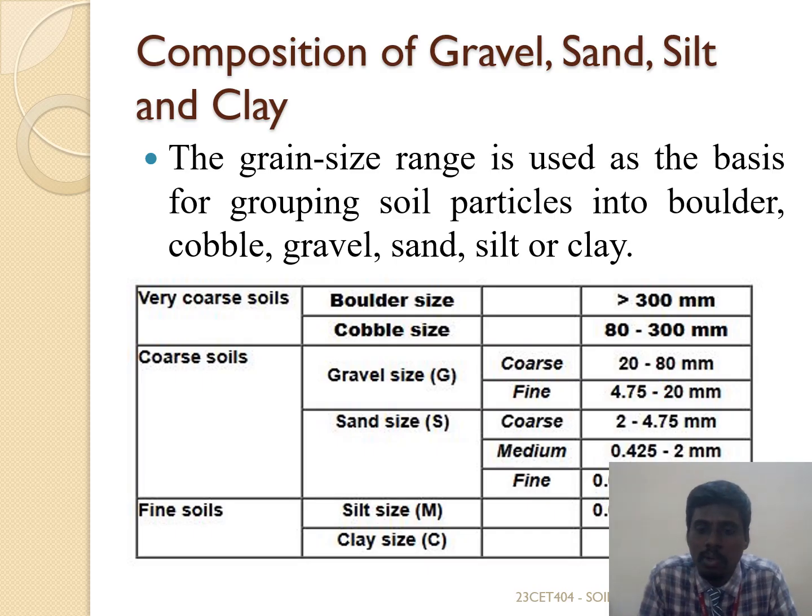If it is 2 to 4.75 mm, the soil is categorized as coarse grained sand. If it is a 0.425 to 2 millimeter particle, the soil is described as medium grained sand. If it is 0.002 to 0.425, that is fine grained sand. Below that size, 2 micron, it is called silt and clay. So these are the composition of gravel, sand and silt.